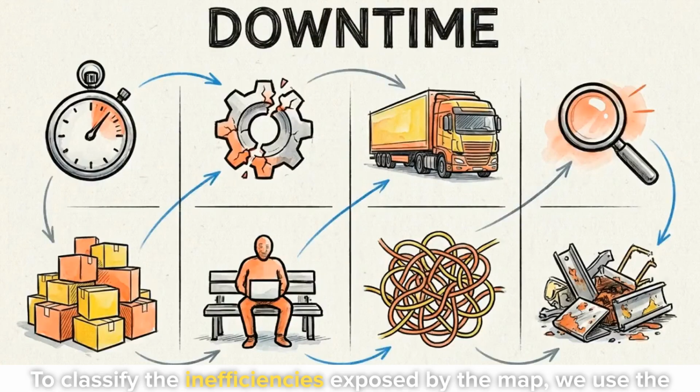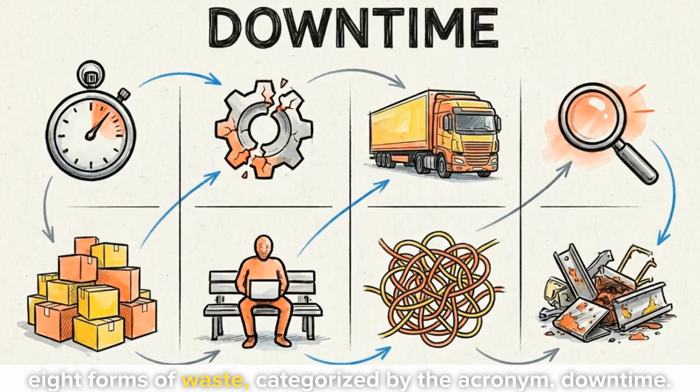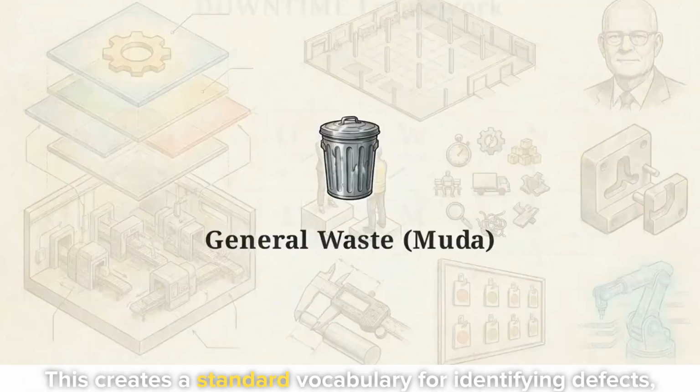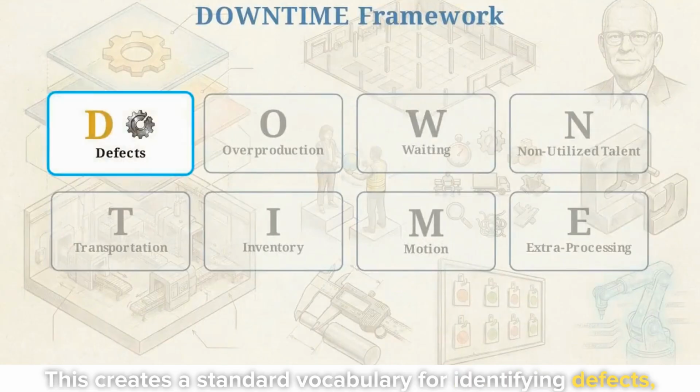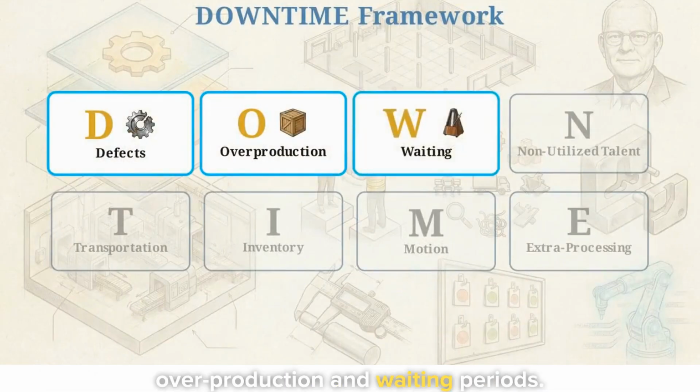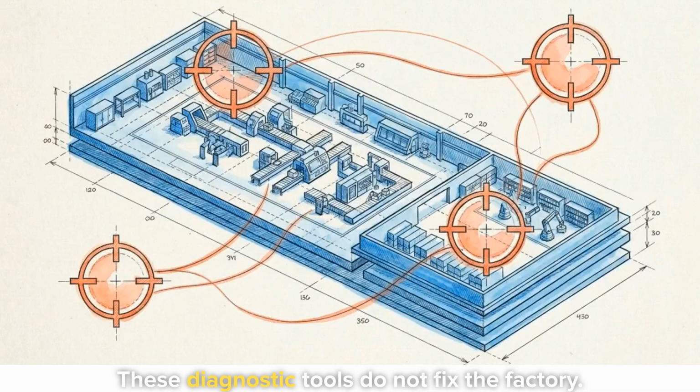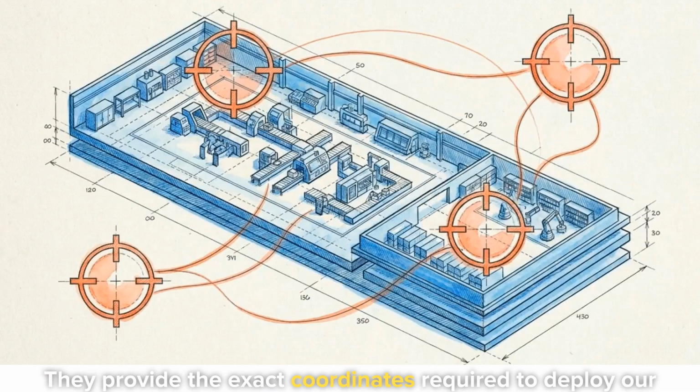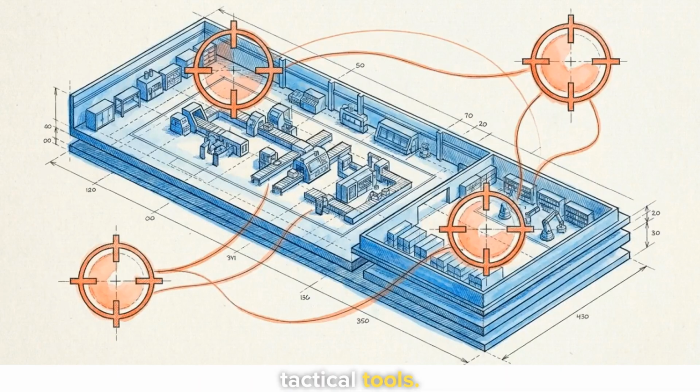To classify the inefficiencies exposed by the map, we use the 8 forms of waste, categorized by the acronym DOWNTIME. This creates a standard vocabulary for identifying defects, overproduction, and waiting periods. These diagnostic tools do not fix the factory. They provide the exact coordinates required to deploy our tactical tools.